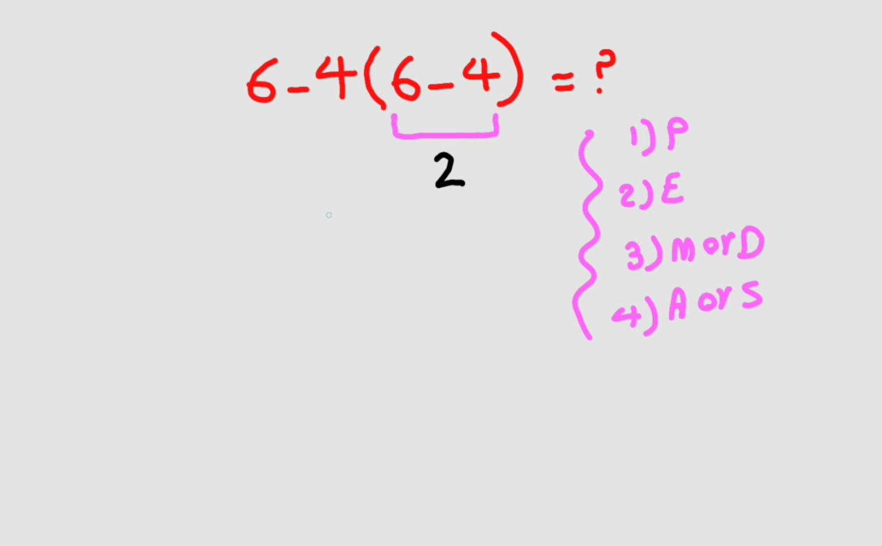Now, let's rewrite the expression: 6 minus 4, and we have one multiplication here, and 2. And as we know, according to this rule, multiplication has higher priority than the subtraction. So we have to solve this multiplication first. 4 times 2 gives us 8.